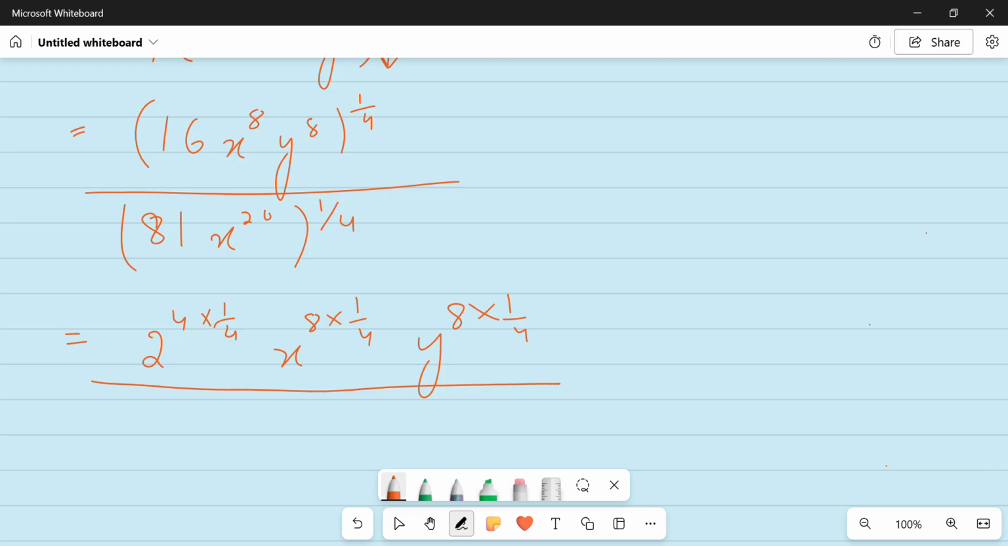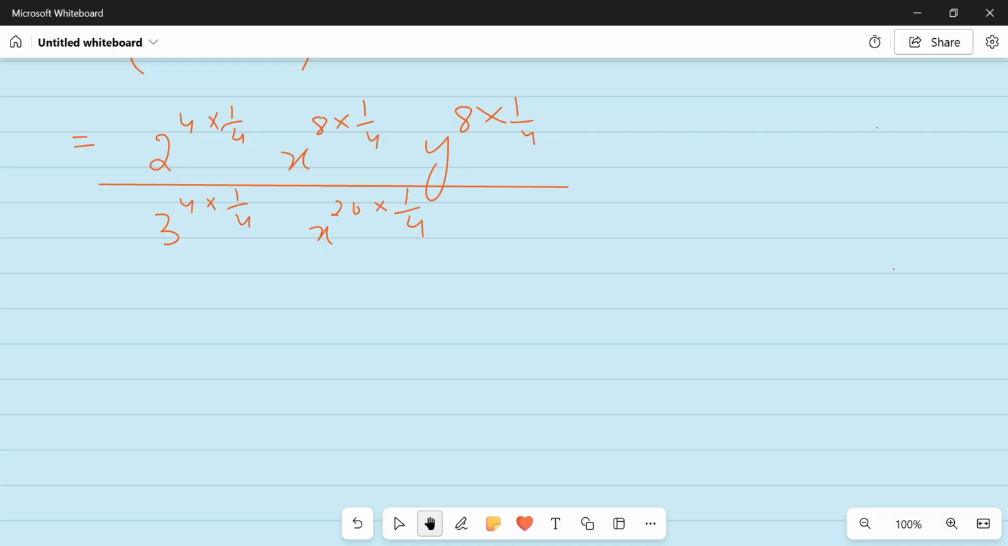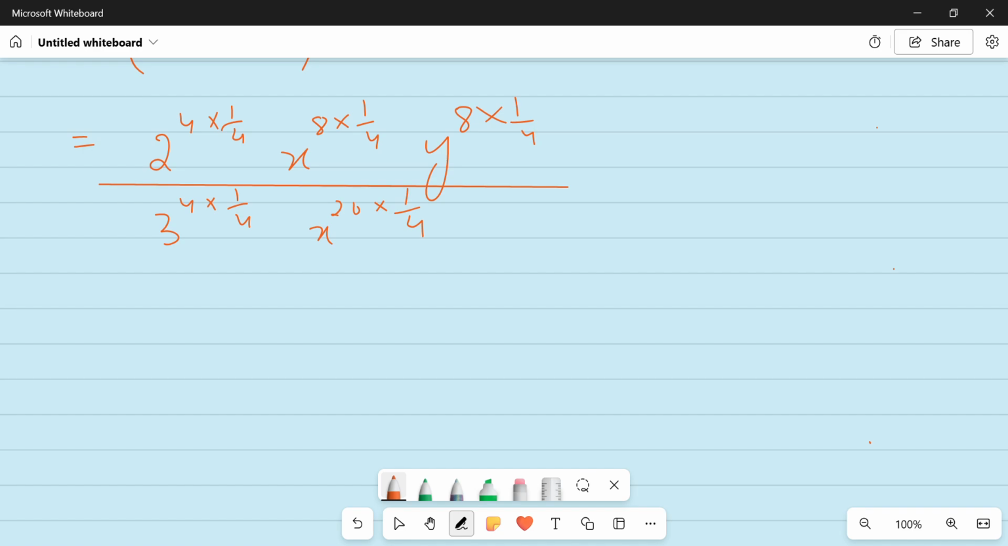Now the numerator I have done. Now the denominator. Now 81 is there in 4. When we multiply 3 four times, it gives you 81. So 3 to the power 4, 1 over 4, x to the power 20 multiplied by 1 over 4, right? Then what we need to do here, now cancel the powers. 4 and 4 cancel. 4 ones are 4, 4 twos are 8. 4 ones are 4, 4 twos are 8. I cancel all the numerators.